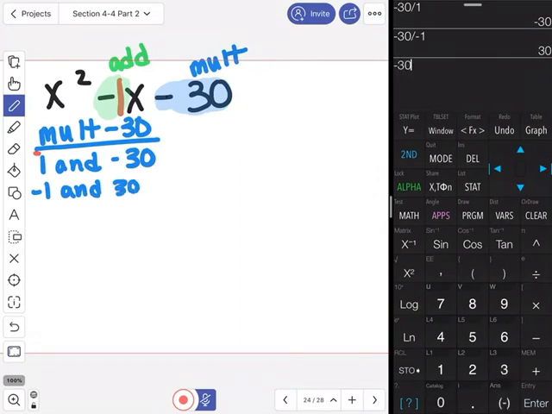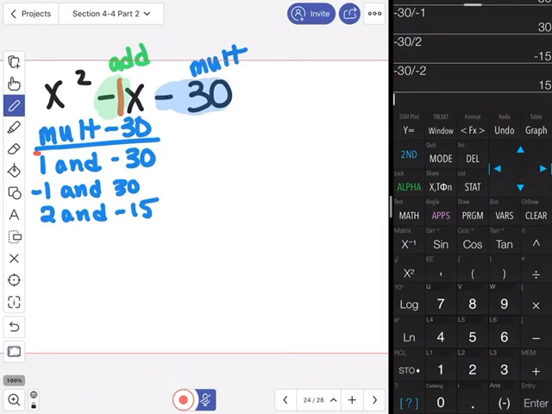Then you can check negative 30 divided by 2 gives you negative 15. So 2 and negative 15. Then you can check the negative version, so negative 30 divided by negative 2 is positive 15. Then I can check my next number, which is 3, so negative 30 divided by 3 is negative 10. So 3 and negative 10. And I can change my sign, so to check the negative, negative 30 divided by negative 3 is 10.